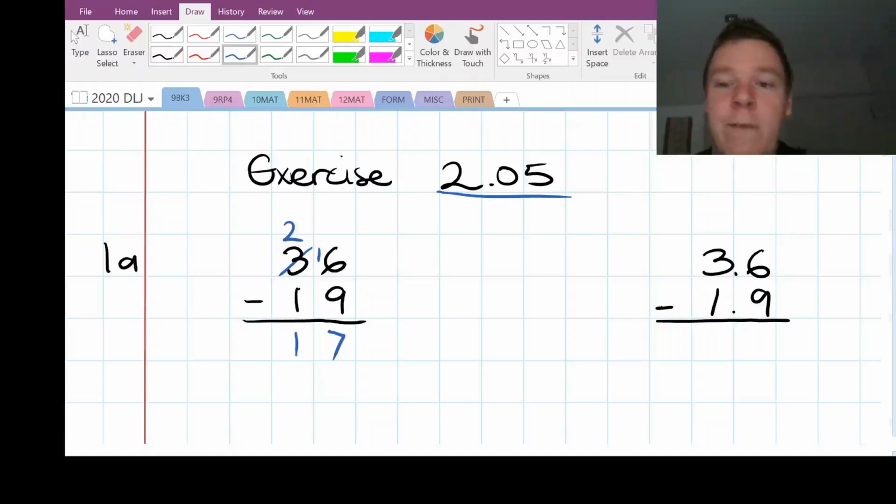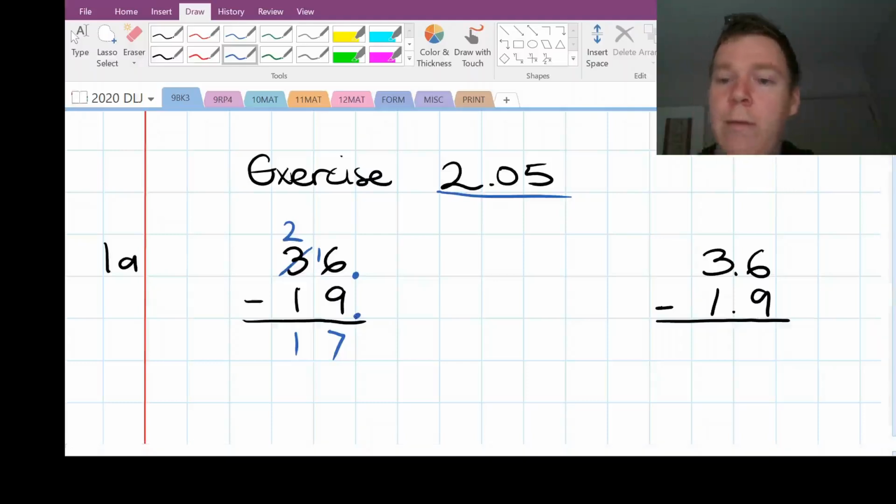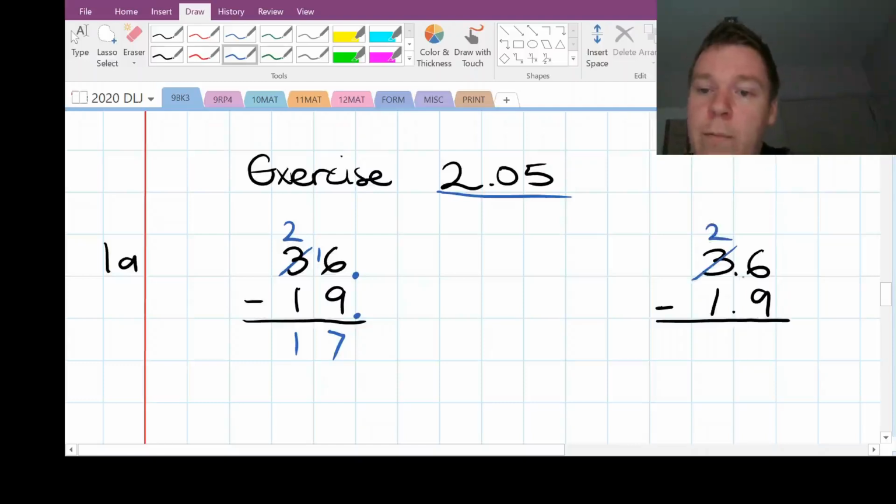Okay, so if we shifted the decimal point, so the decimal point lies here, and we just bump it over 1 in both the numbers, then we have the same problem. And we should end up with the same digits. So 6 minus 9, we can't do it, so we need to borrow from the ones column. If we borrow 1 from the ones column, that's 10 tenths in the tenths column.